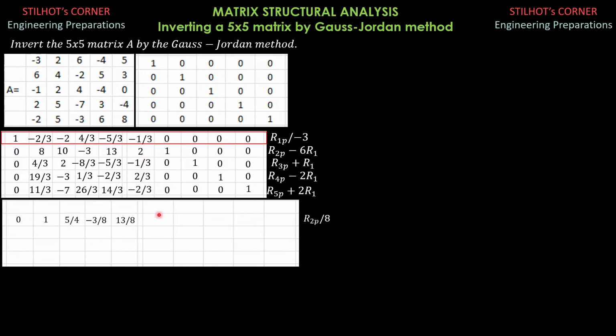2 over 8 is 1/4. 1 over 8 is 1/8. 0 over 8 is 0. 0 over 8 is 0. Then row 1 previous, so it should be 0 here.